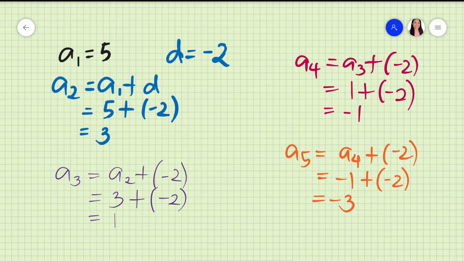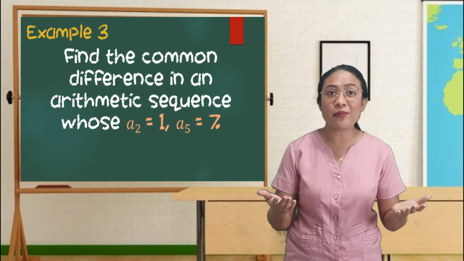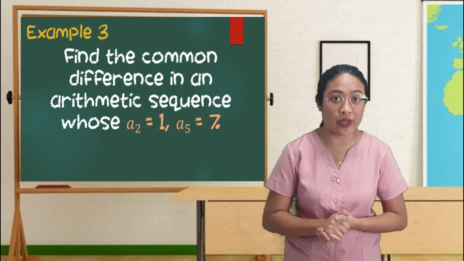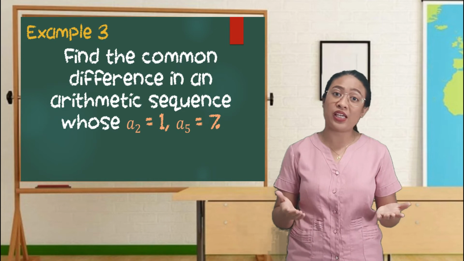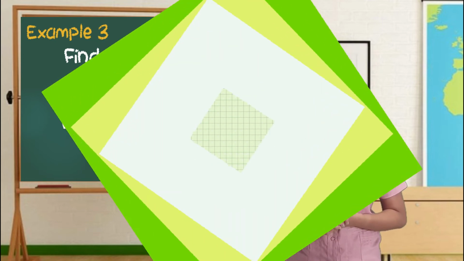So the first 5 terms of the sequence are 5, 3, 1, negative 1, and negative 3. At this time, find the common difference in an arithmetic sequence whose a sub 2 is equal to 1 and a sub 5 is equal to 7.